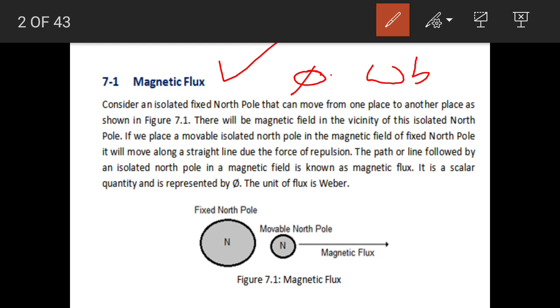We consider a fixed isolated north pole over here. We assume that this is an isolated north pole and this north pole is fixed in position. It cannot move from one place to another place. There will be a magnetic field in the vicinity of this isolated north pole.